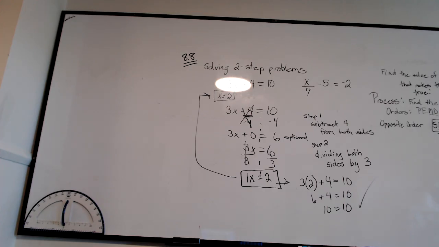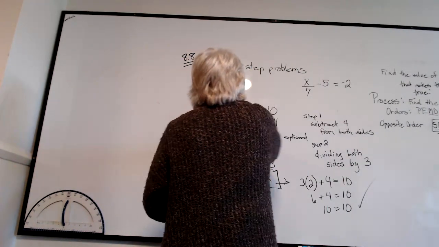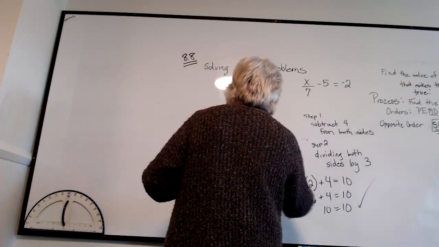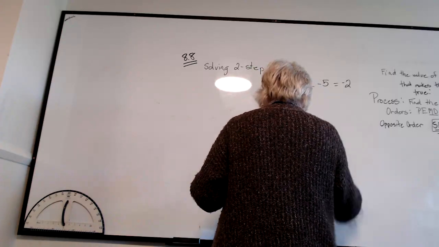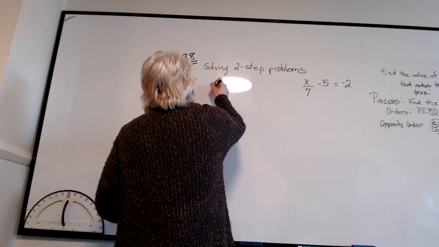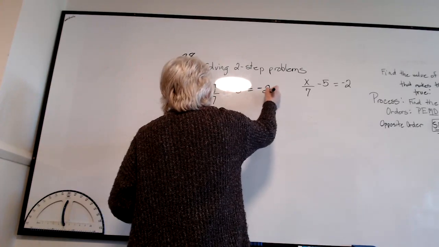Okay. So that was the steps using something we could see the answer on. I'm not sure you can see the answer as clearly on the next problem. Okay, so we're going to use that same process on another problem. Okay, here we go. x divided by 7 minus 5 equals negative 2.